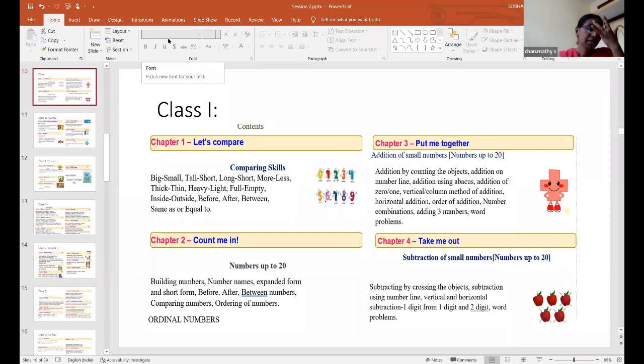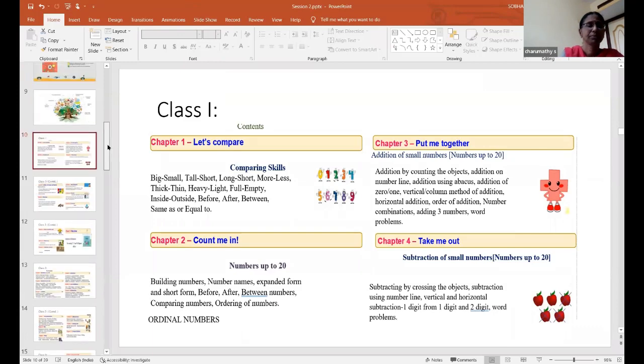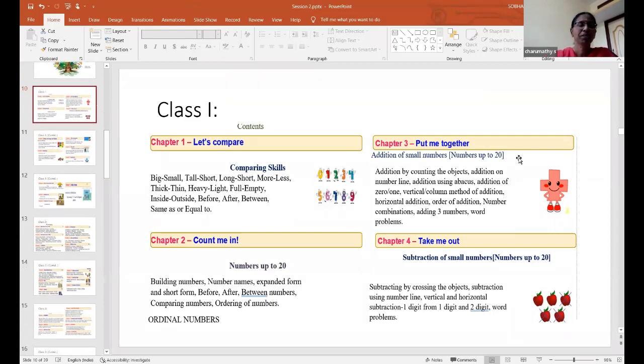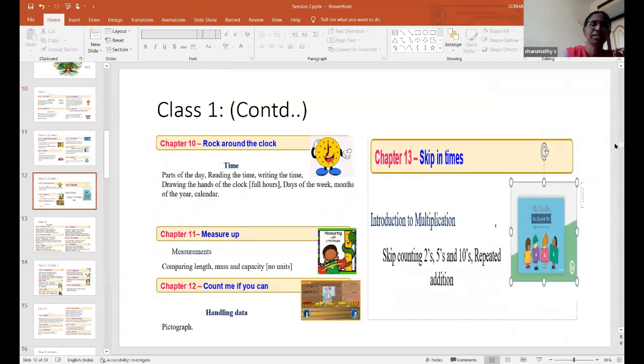Next comes numbers up to 20. If you look at our syllabus, just scroll it up, ma'am. Shobna, ma'am. Yes, ma'am. On the third chapter, ma'am? No. So if you look at chapter 2, Count Me In. When you look at the topic names, it is comparing skills. Here I have given Let's Compare. It is numbers up to 20, Count Me In. So here they are going to just learn how to count.